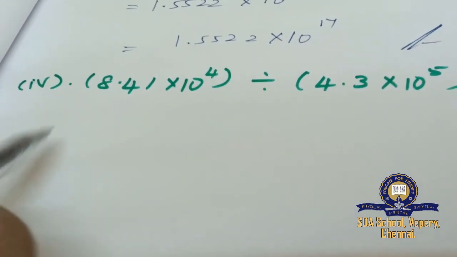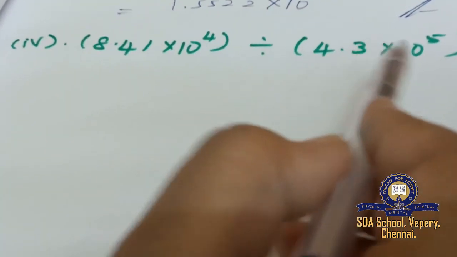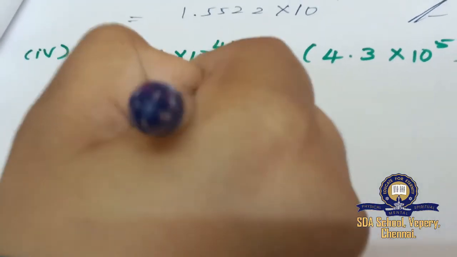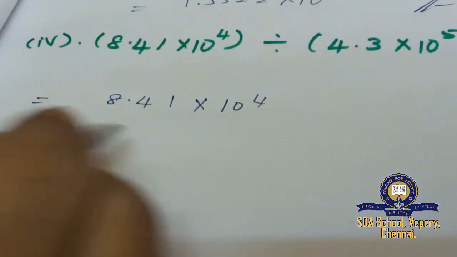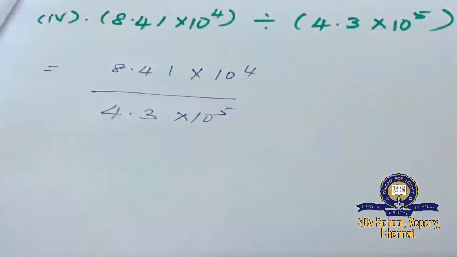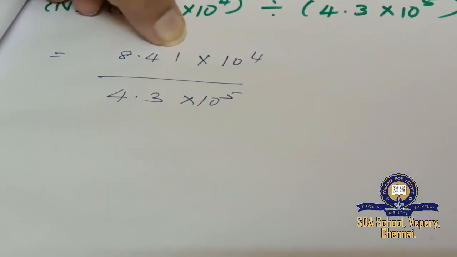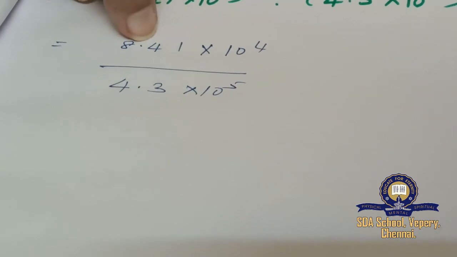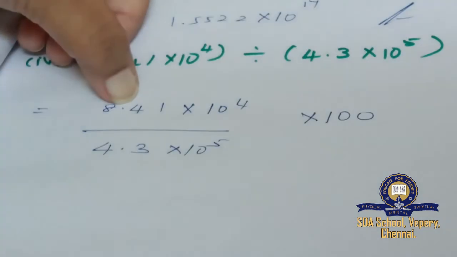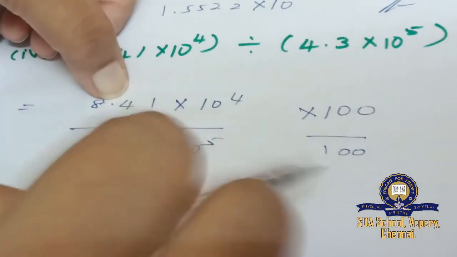Moving on to the fourth subdivision, 8.41 into 10 power 4 divided by 4.3 into 10 power 5. See, I have 8.41 into 10 power 4 divided by 4.3 into 10 power 5. This is given to me, right? Now let me remove the decimal point. How will I remove the decimal point? I can simply multiply it by 100, right? If I multiply by 100, what am I also supposed to do, students? I have to also divide it by 100. Multiply and divide by 100.